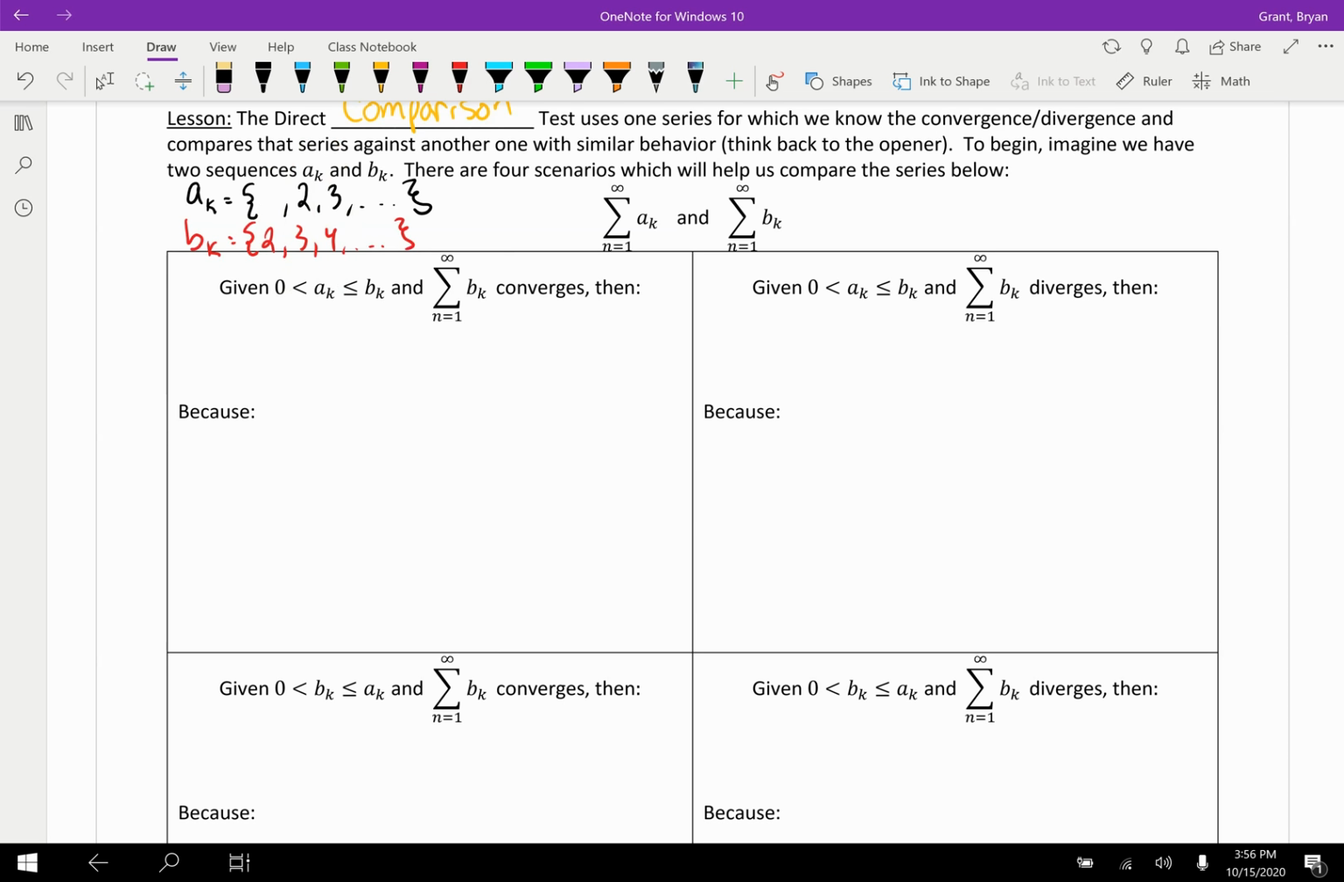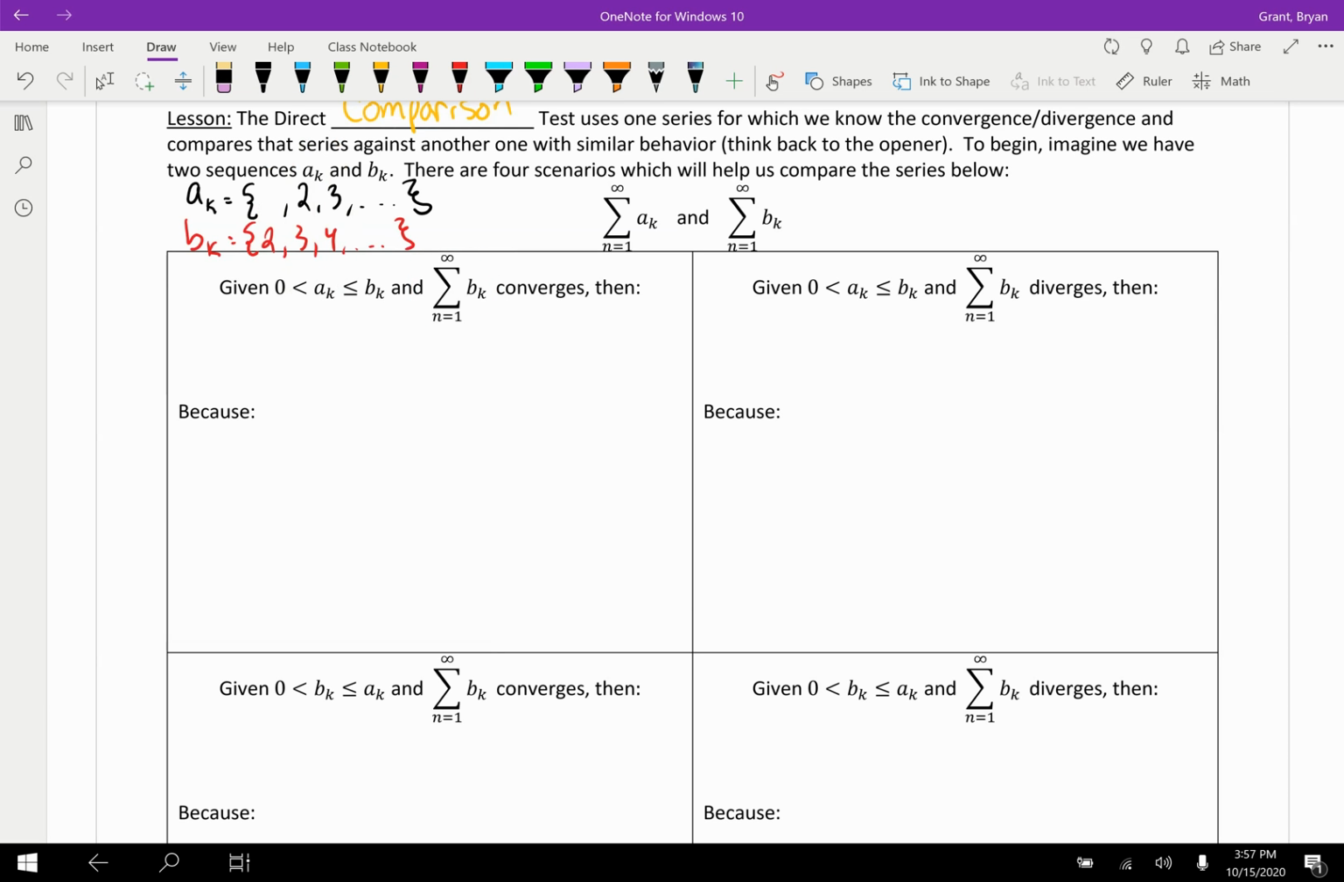And then it also says 0 is less than a sub k, which means that, of course, our sequences have to have positive terms. But then they also tell us one other important thing. They tell us that the sum of b sub k, the series for b sub k, converges.